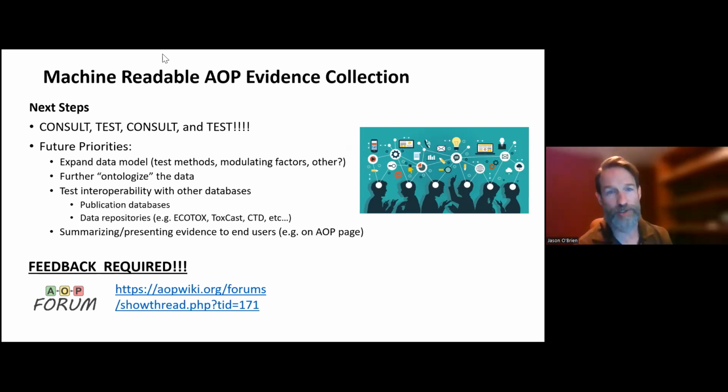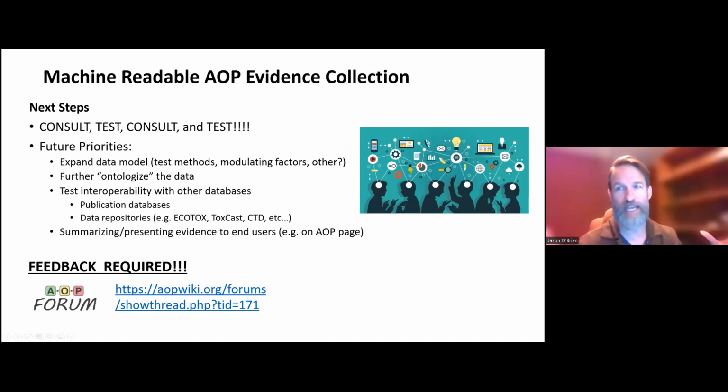We want to expand the data model to include different things like test methods and modulating factors. Essentiality is another important thing that we haven't addressed. We want to further ontologize this data so that it improves the interoperability with other databases. And an important thing is, how do we take all of this information and summarize it for target end users? There's a lot of information being collected, and the end users aren't necessarily interested in all the minutiae, so how do we deliver that in a really easy to interpret fashion? These are the things that we're working on with developing this new data model and evidence collection method.